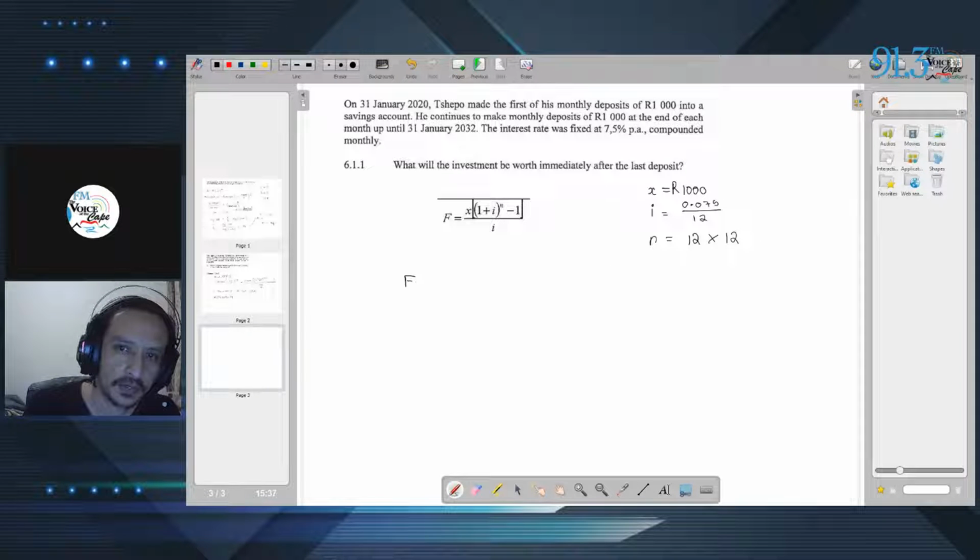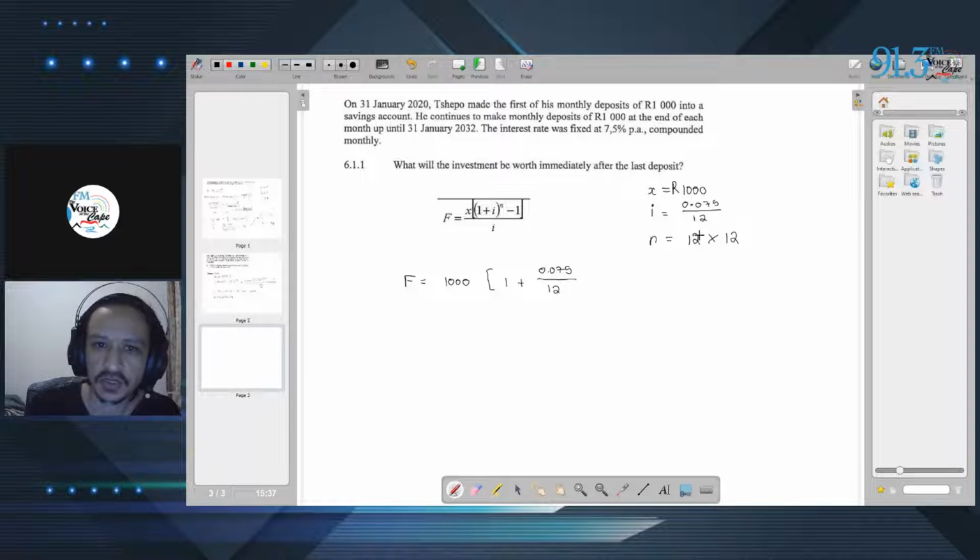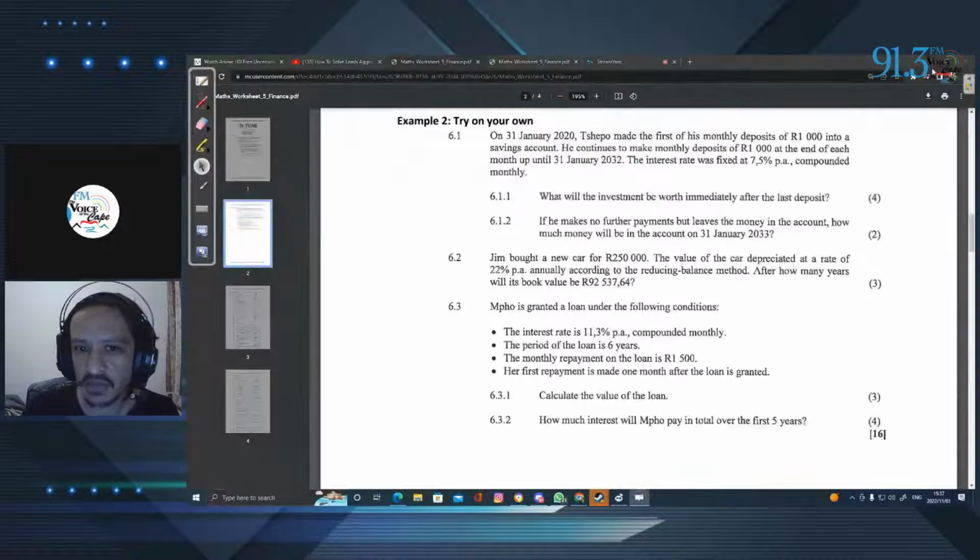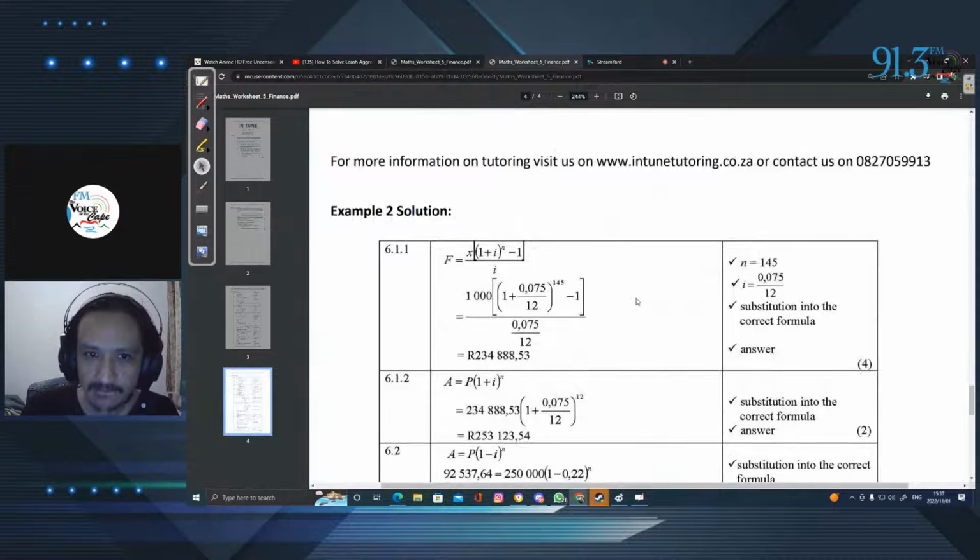So F is equal to 1,000 times 1 plus 0.075. And because they tell us it's compounded monthly, we have to say divided by 12, which is what we stated over there. And this is going to be 12 times 12, because it's 12 years times 12 months, minus 1, divided by the 0.075 over 12. Now, does this match what they have in the memo? Let's take a look-see. Right, and there we go.